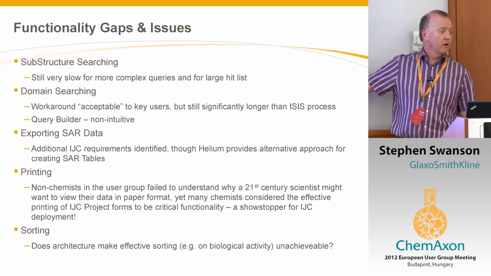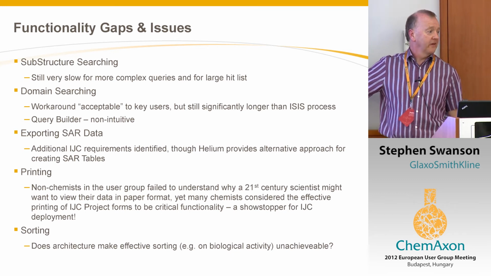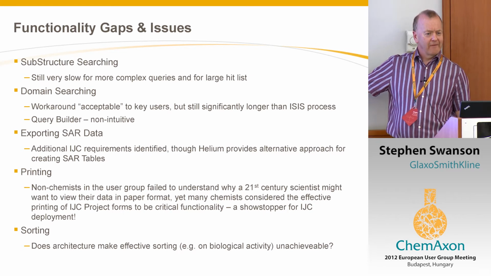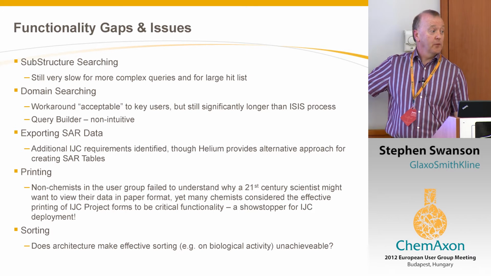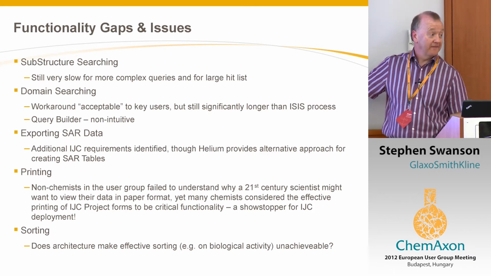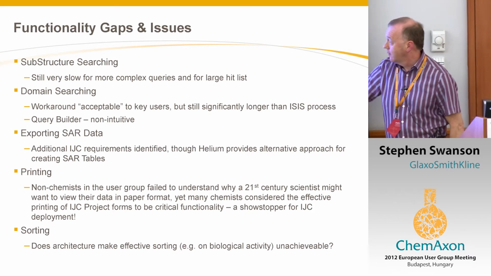Unless you can get printing working properly in Instant JChem, then we're not going to take it. And that was 5.5, I think. And the printing was improved enough so that we grudgingly said we would take 5.7. But I'm delighted to see that 5.10 gets even better printing.